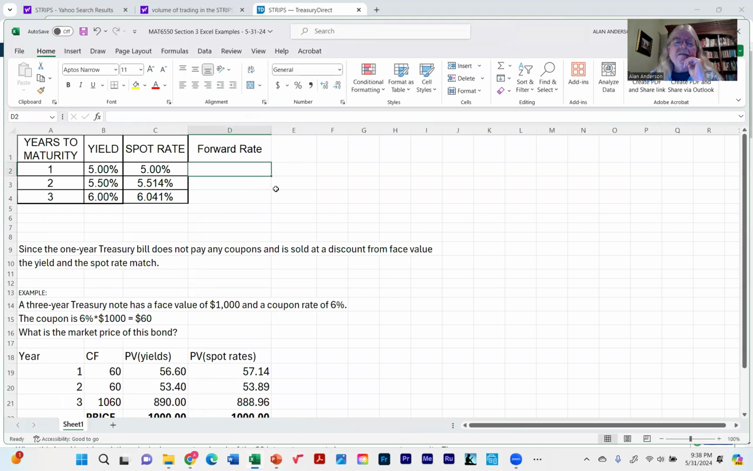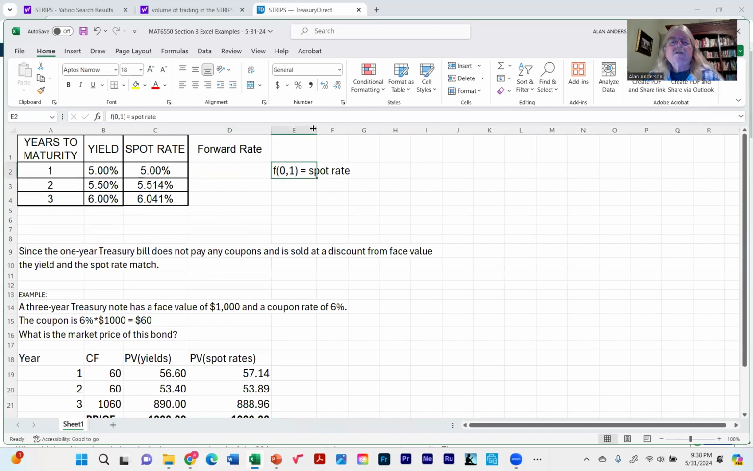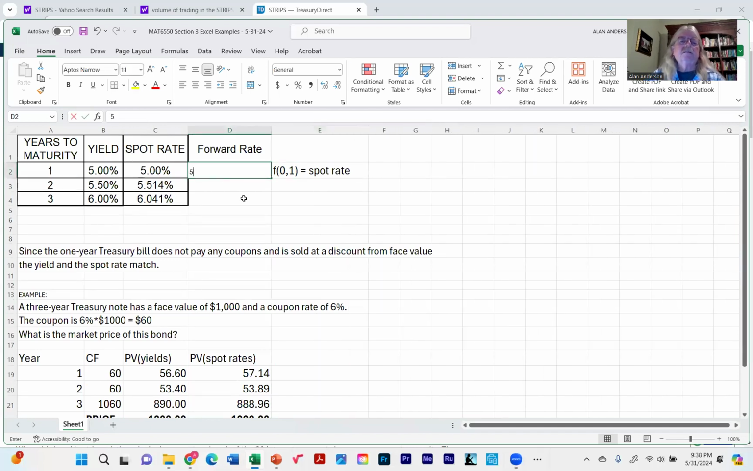And do the same thing. Now, by the way, if you notice, remember before we said that the spot rate for 1 year is the same as yield because this is a zero coupon bond. The way forward rates work is that this rate here is technically what we would call F0,1, which is just the spot rate, because it starts today and ends in 1 year. So this by definition is a spot rate. So we don't have to do anything here. It's just the same.